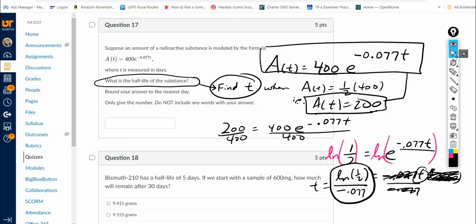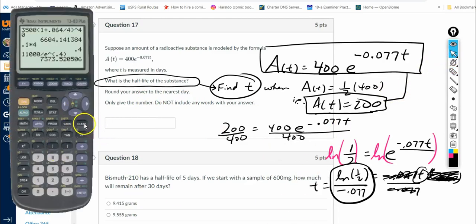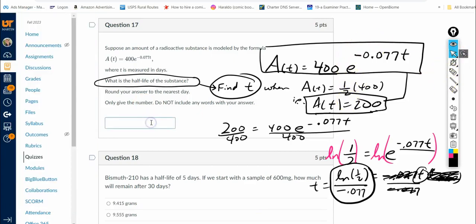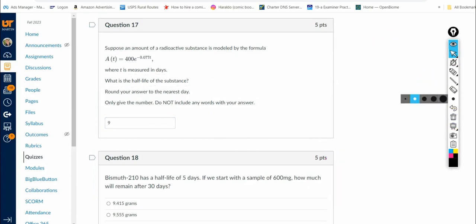Okay, so I'm going to need, let me clear this, ln of a half, I can put in 0.5, close parentheses, divided by negative 0.077. Okay, and to the nearest day, that's going to be 9 days. Do not include any words with your answer, only give the number, the instructions say. So 9. Okay. All right.